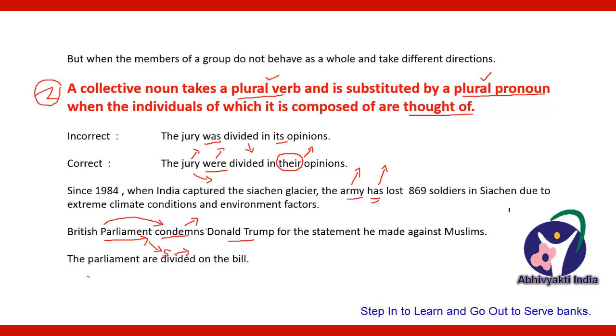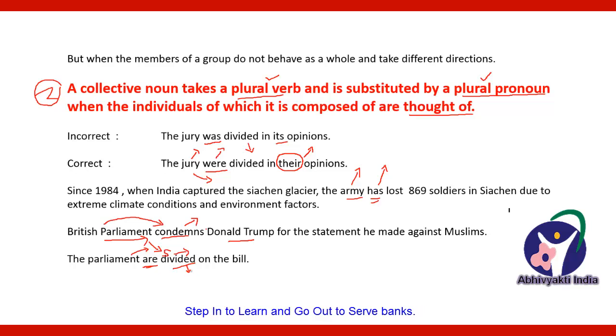The same way Parliament are divided on the bill. Parliament again is a group, a single unit, but since the opinion of each member of the Parliament is not the same, it is different, they are behaving as individual members and not as a group. Therefore it will be a plural noun, and so it will take a plural verb, that is are.